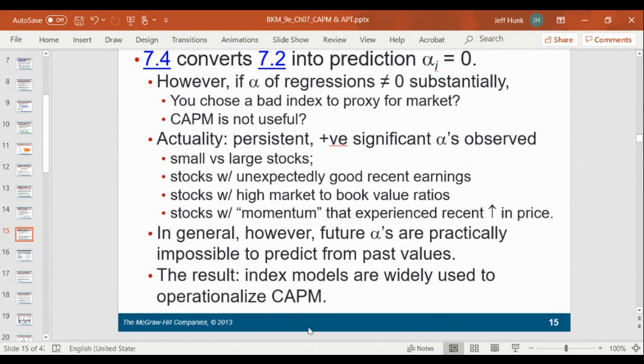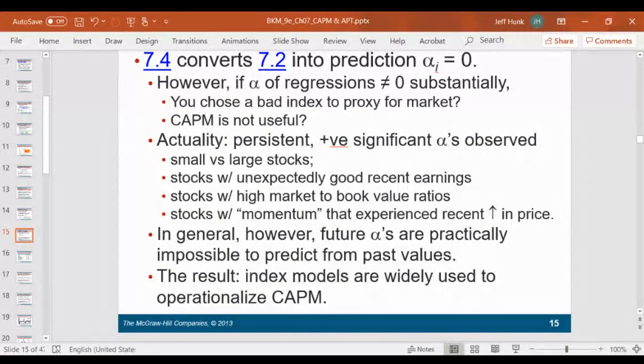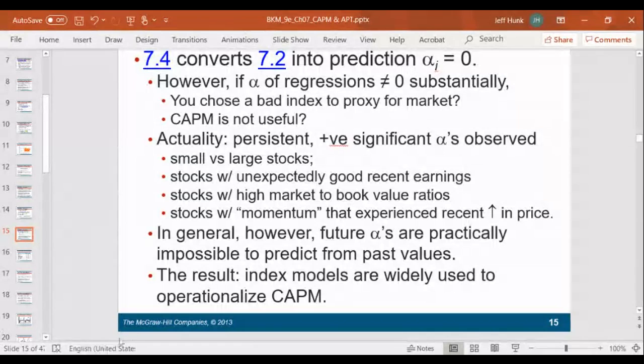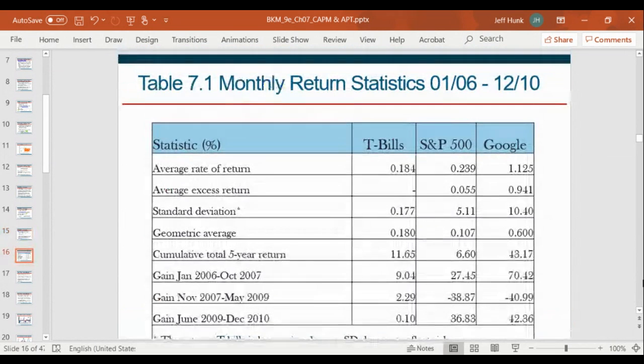But it will be a separate topic. Now, in general, however, future alphas are practically impossible to predict from past values. Let's think about it. So as a result, index models are still widely used to operationalize CAPM.